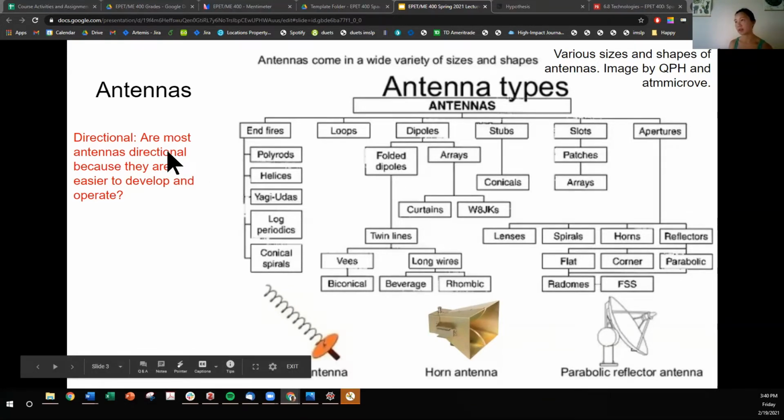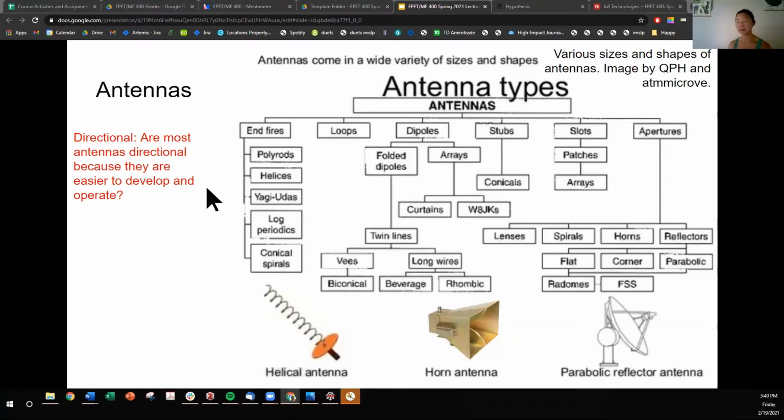So we have a question here. Are most antennas directional because they are easier to develop and operate? And the answer to this is, for our specific application for point-to-point communications, directional antennas make a lot of sense. They're very power efficient in the direction that they're going. So you don't really need to have an omnidirectional antenna that broadcasts. For power-constrained applications or spacecraft like ours, directional is the most efficient.